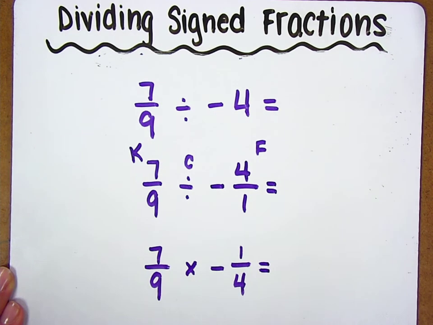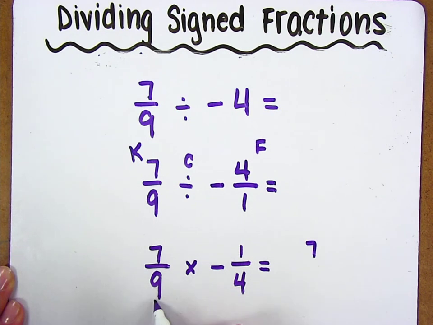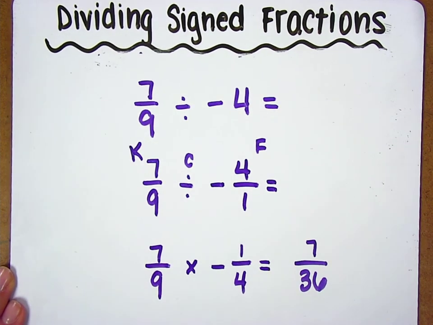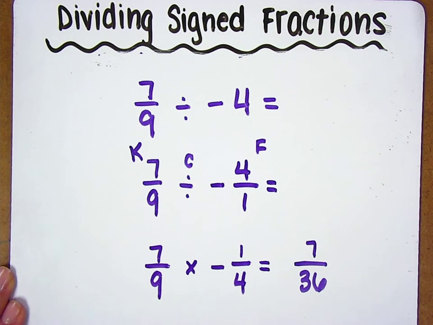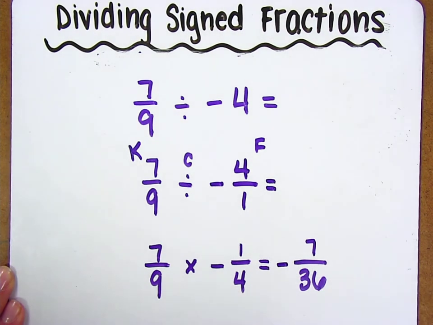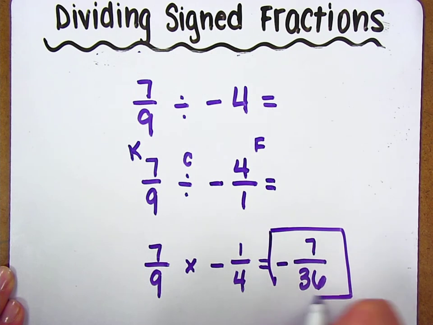And now we can go through and multiply. 7 times 1 is 7. 9 times 4 is 36. And again, I need to ask myself, first of all, is my answer simplified? And in this case, yes, it is. Second question is, should my answer be positive or negative? And since I see just one negative sign, I know that answer should be -7/36.